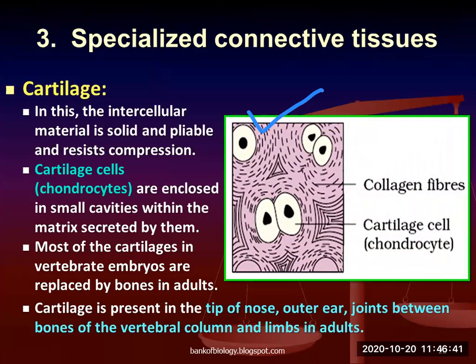First of all, specialized connective tissue will go with the cartilage. In this, the intercellular material is solid, pliable. Remember this property? Solid and pliable. Intercellular material in case of cartilage is solid and pliable, which resists the compression. Next, the cells of cartilage.